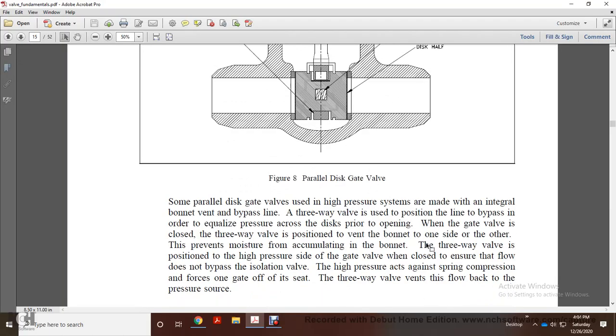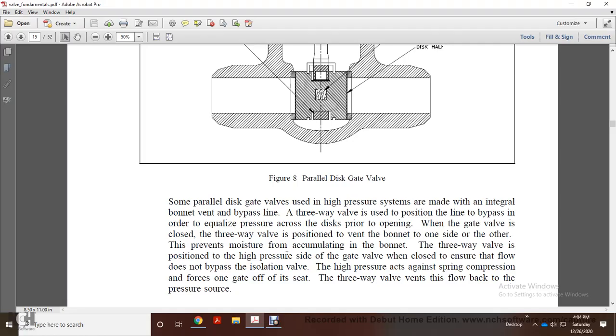Some parallel discs used in high pressure systems are made with an integral bonnet bypass valve, a three-way valve with a position line with a bypass, in order to equalize the pressure across the disc prior to opening the gate valve. When closed, the three-way valve is positioned to the vent, with the bonnet on one side or the other, to prevent moisture from accumulating in the bonnet.